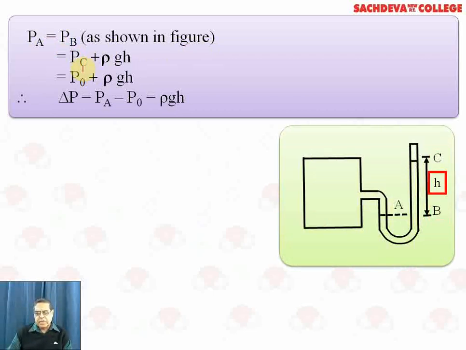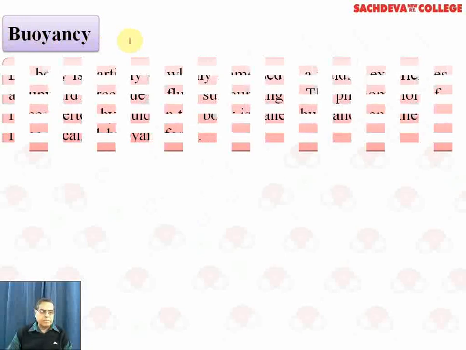Height is h. That is, the mercury will rise up to that point. So, pressure at C plus rho g h will be pressure at A. It can be written as P0 plus rho g h, or delta P is equal to PA minus P0 is equal to rho g h. Now comes buoyancy.